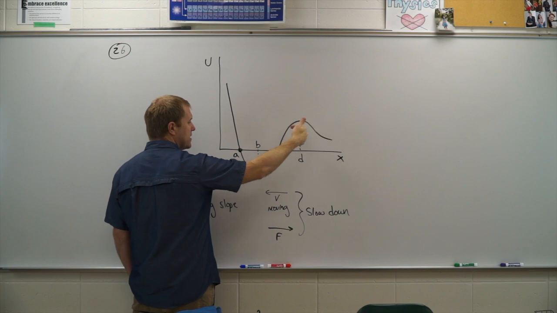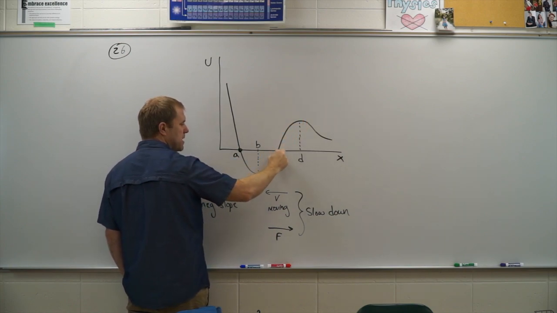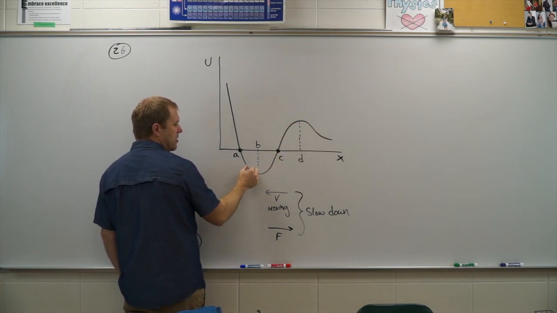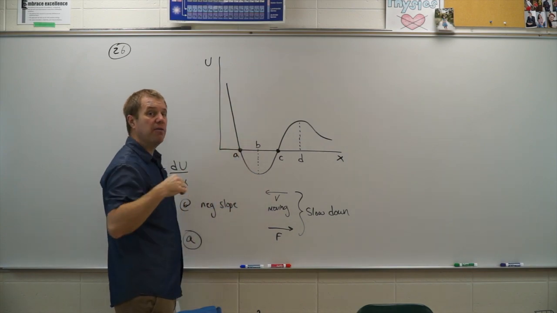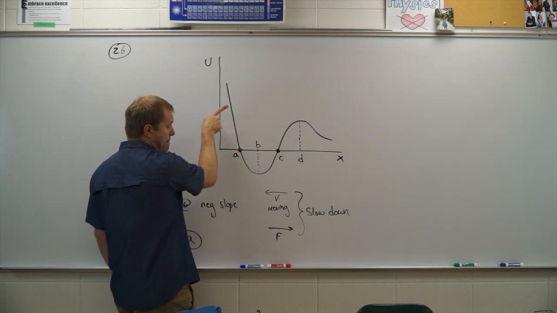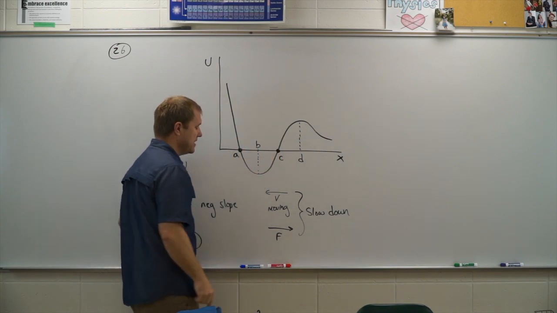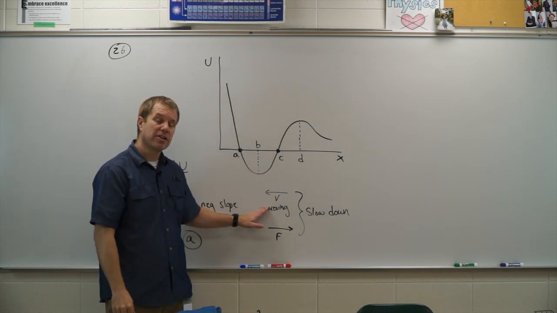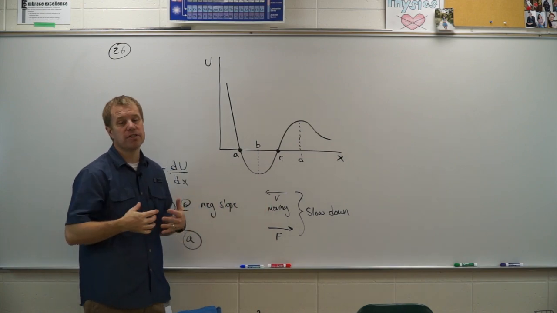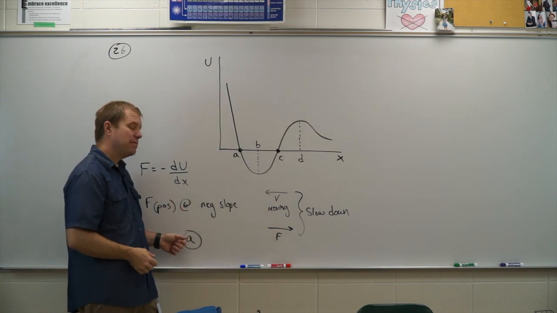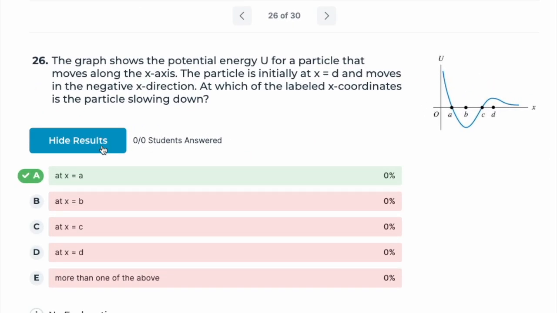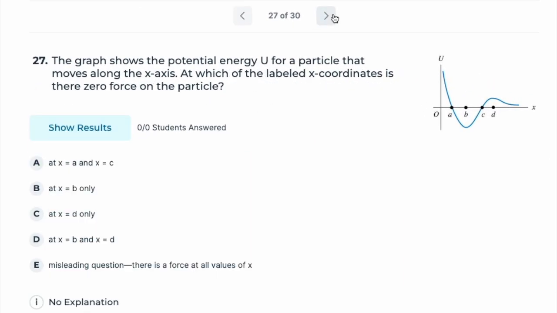So on this way, as it starts moving this way, it's going to be speeding up, speeding up, speeding up, and then it starts to slow down, slow down, slow down. Now, if it was moving the other direction on the way back, now it's going to be speeding up at A and slowing down at C. So that information about what direction it was moving was very helpful for us to figure out that the answer is A. Correct. At x equals A, it is slowing down.